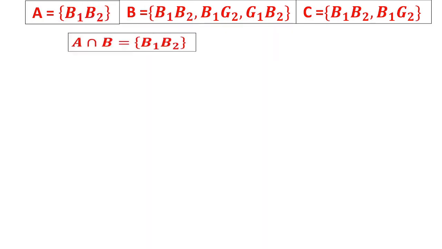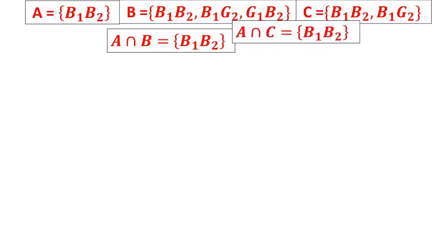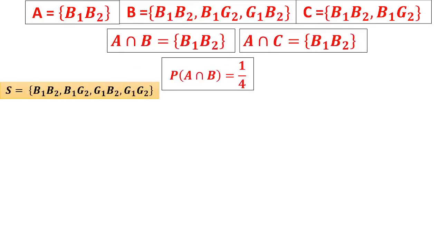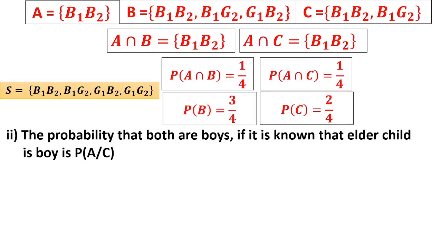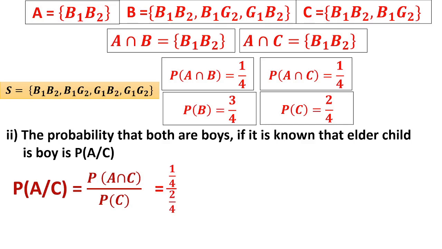Once again, I am displaying the sets and the probabilities. Now go to the second subdivision: both are boys, given that the elder child is a boy. Probability of A, knowing that C has occurred. Therefore, this is P(A/C), which is P(A intersection C) by P(C). We have the values. Put them in. It is 1 by 2.